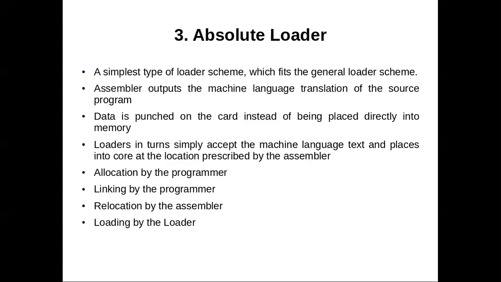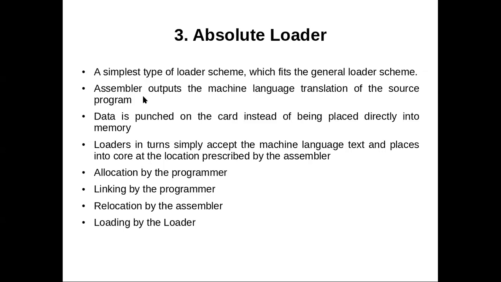Absolute loader is the simplest type of loading scheme and it follows the general loading scheme. Why is it called the simplest loader scheme? When I explained the functions of the loader, I explained that the main four functions of the loader are allocation, relocation, linking and loading. Absolute loader can only perform the loading function. That's why it is the simplest type of loader scheme, and it also follows the general loading scheme.